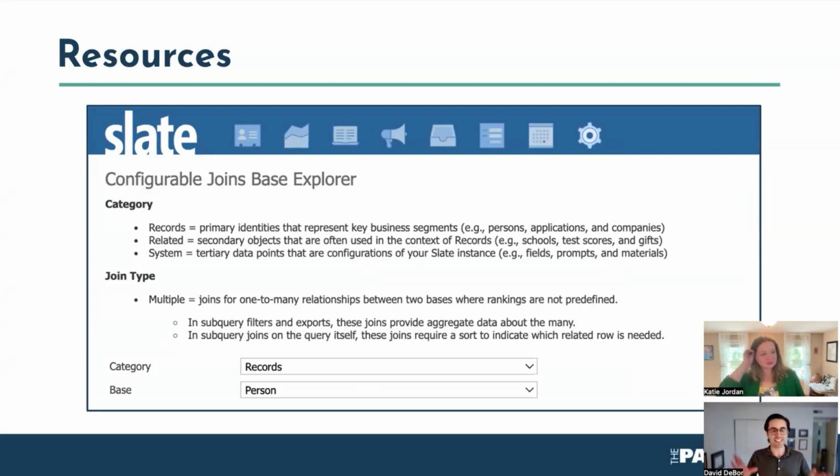Now, Slate is a really, really dynamic tool, and there's a lot of data stored in the CRM, and it's all interconnected. And so as you're getting started, you're not going to know what all of the joins mean. You're not going to know what all of the bases are, and you're going to inevitably select incorrect ones from time to time. But Slate comes out of the box with a resource called the Query Join, the Configurable Joins Base Explorer, where you can actually create a simulated query. You can pick any of the bases you could pick in a query. And once you select one, it'll pull up this nifty diagram.